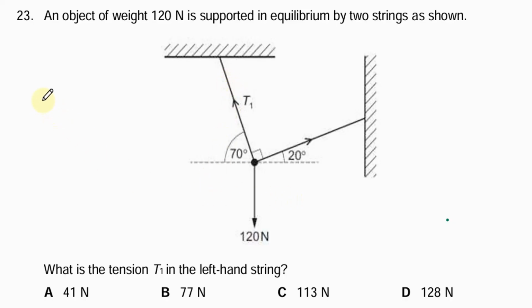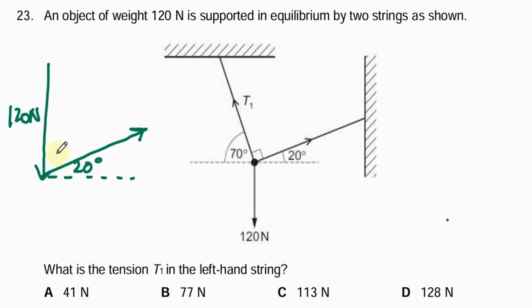Let's draw a force diagram. We know that the system is in equilibrium, so once again we can draw the vectors head to tail in a closed vector diagram. So we have the weight down of 120 newtons. We have the tension in this string going this way. And we know that this angle is 20 degrees. So immediately we can find this angle here. It'll be 90 minus 20, so 70. And then we have the tension T1 going this way. So T1.